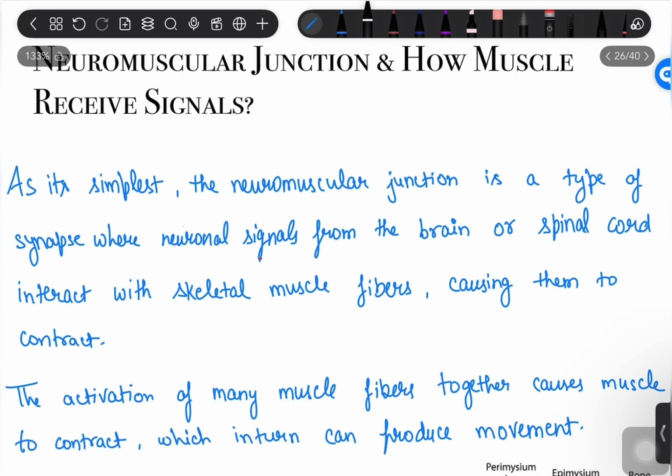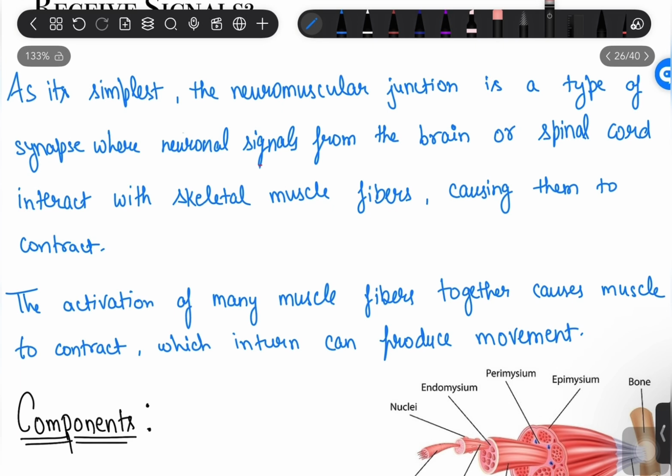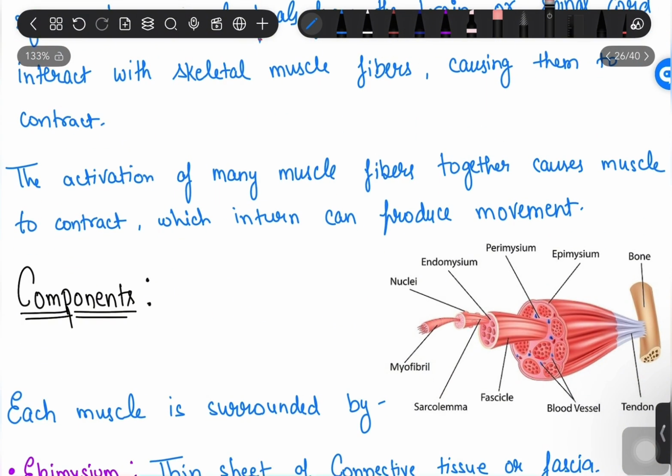Now moving forward, we will discuss the neuromuscular junction and how muscle receives signals. First of all, we should know the definition of the neuromuscular junction and its components. The neuromuscular junction is a type of synapse where neuronal signals from the brain or spinal cord interact with the skeletal muscle fibers, causing them to contract. And the activation of many muscle fibers together can cause the muscle to contract, which in turn can produce movements.